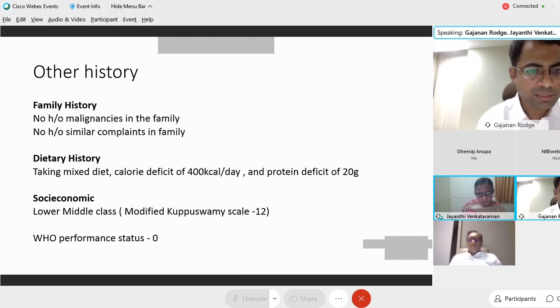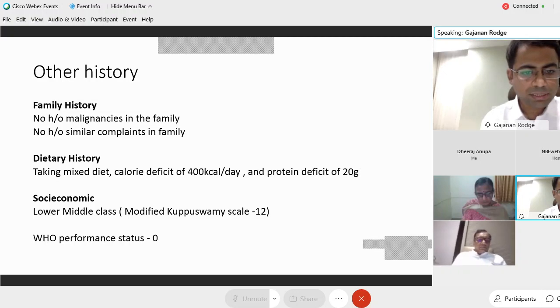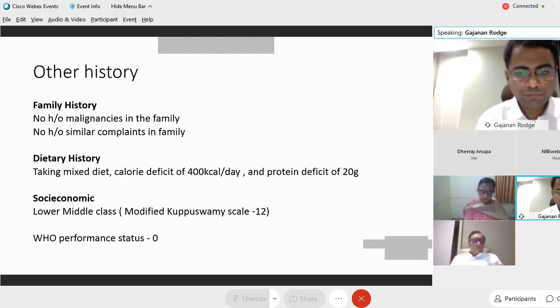There is no history of malignancies in the family. No history of similar complaints in the family. Dietary history: taking a mixed diet, calorie deficit of 400 kilocalories per day and protein deficit of 20 grams. Socioeconomic status: lower middle class, modified Kuppuswamy scale of 12, and WHO performance status 0.